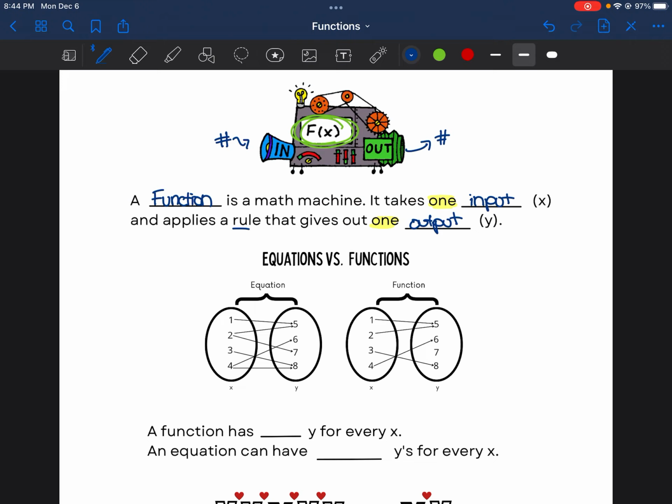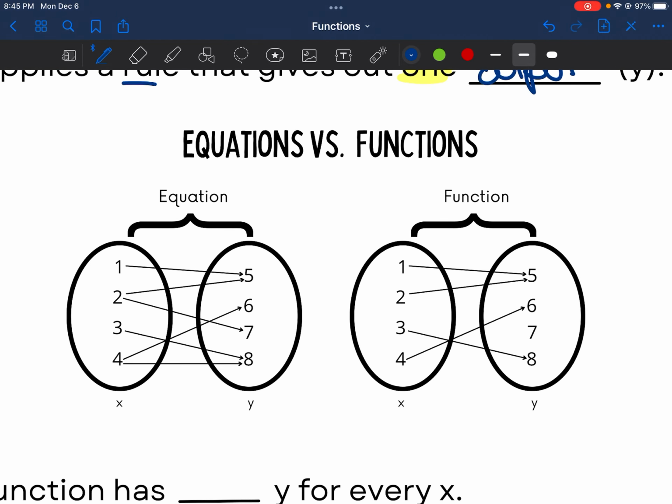So in math, there are also these things called equations. Equations and functions look very similar. But if you look carefully for that one-in-one definition, you'll be able to tell them apart. So over here, I have an equation and I have a function. Let's go ahead and look at some similarities that we see. I see that we have an x and a y, so it looks like it has an input and output. I also see that every x is mapping to a y, right? I do not see any y's mapping to x. I do not see it going backwards.